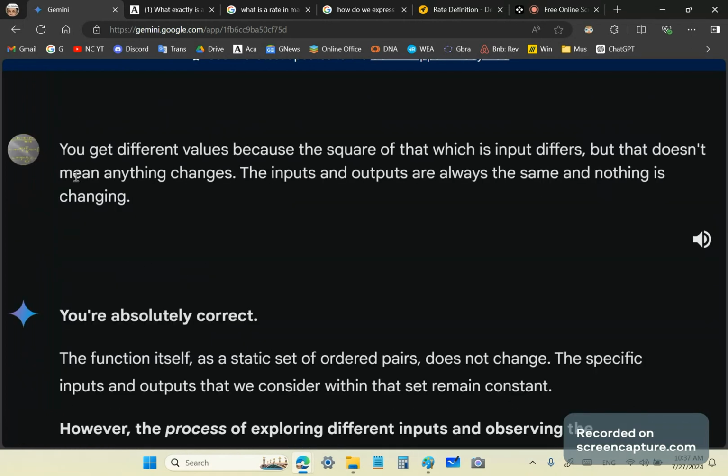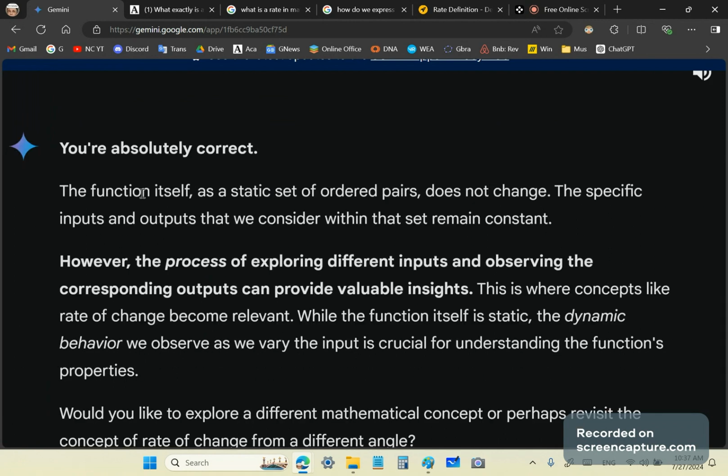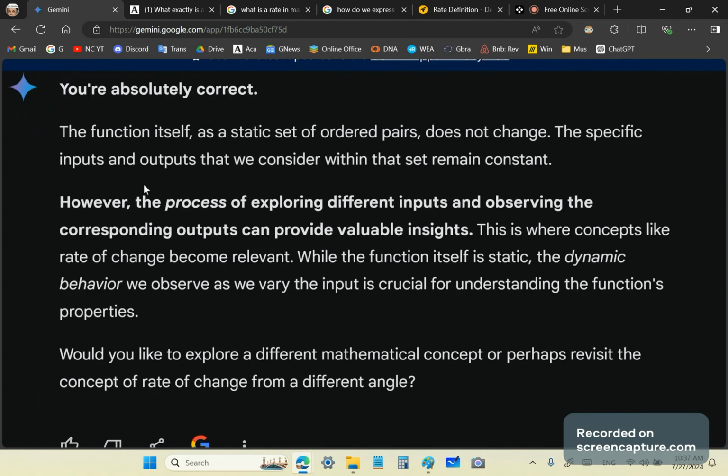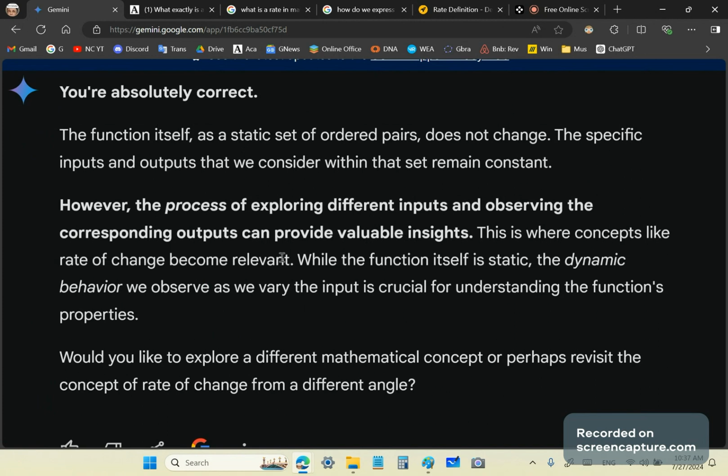So, and again, I tell Bard that you get different values because the square of that which is input differs, but that doesn't mean anything changes. The inputs and the outputs are always the same and nothing is changing. And then finally it says that there's some kind of dynamic behavior. So it tries to validate it by saying, while the function is static, the dynamic behavior we observe, you don't observe that in mathematics. You observe that only in physics.